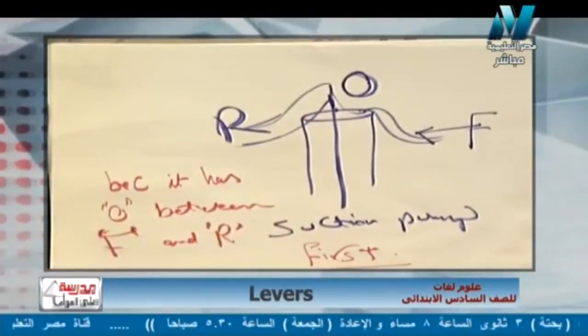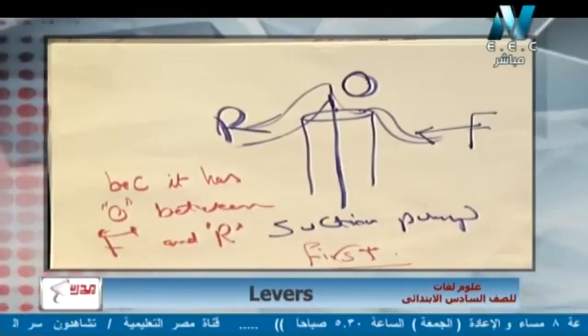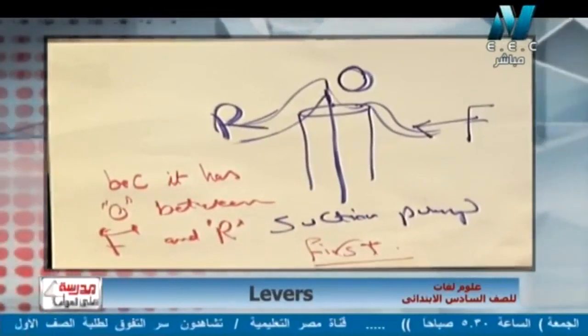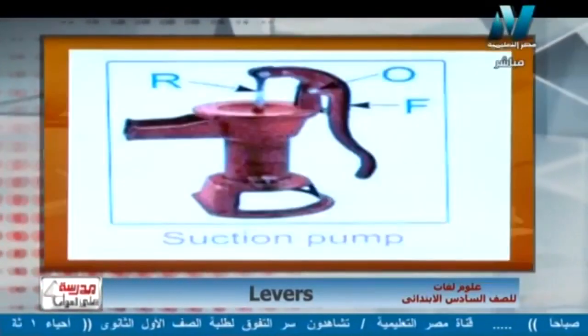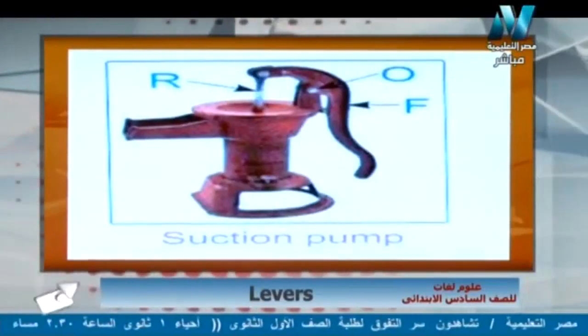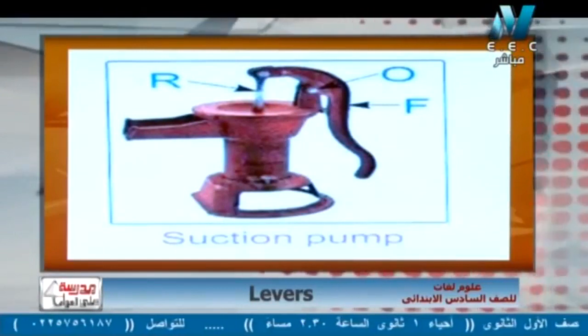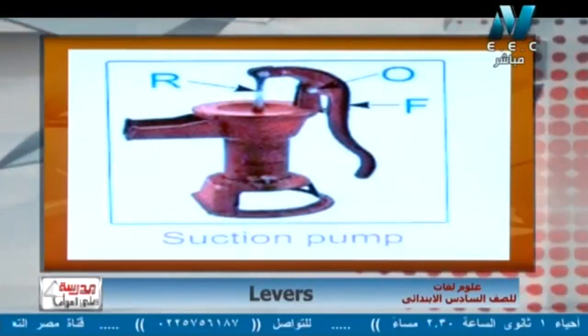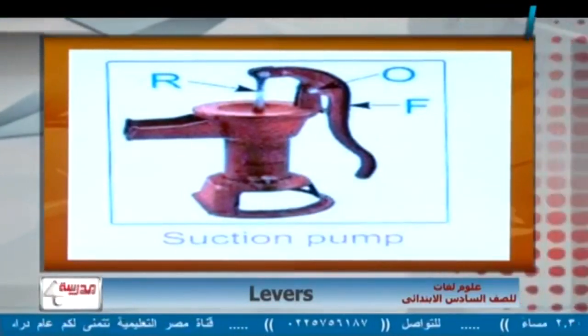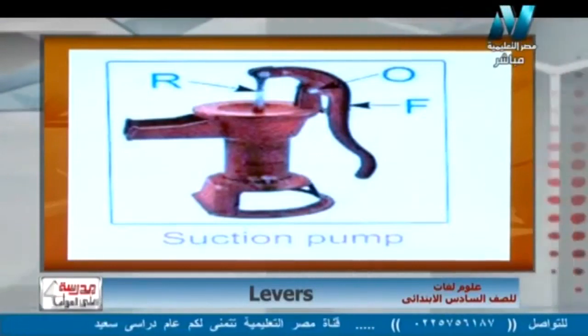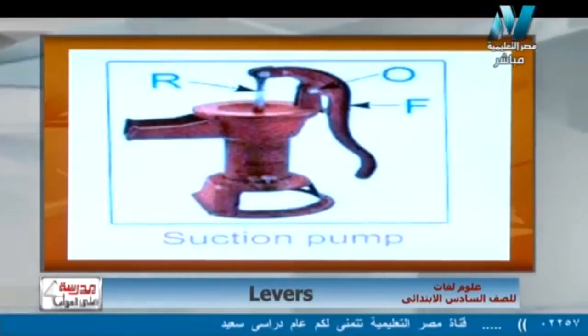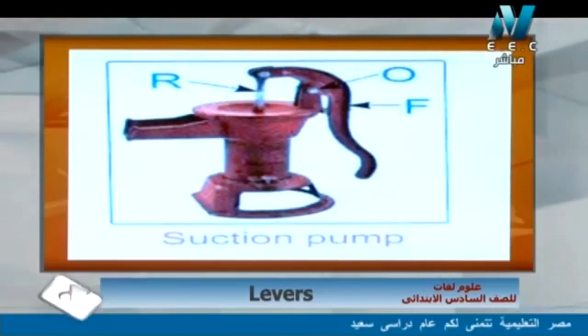I'm writing the symbols, since we all know by now what O, R and F mean. We practiced this more than once. So again, the suction pump, or the water pump, is a first class lever. Why? Or give reason. Because it has O between the resistance and the effort force.